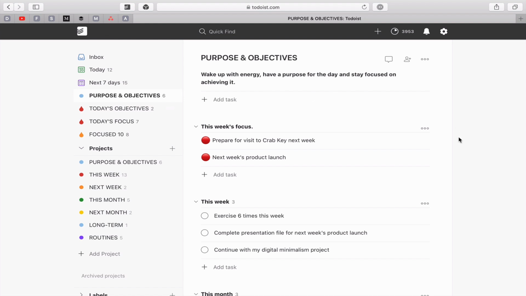So when I'm doing my weekly planning session, what I've done is I've got this week's focus. What am I going to focus on this week? And I usually only limit this to just two things. And for me this week, this is just my demonstration account, but for me this week is to prepare for a visit to Crab Key next week, and to focus on next week's product launch, which could be a very, very important project.